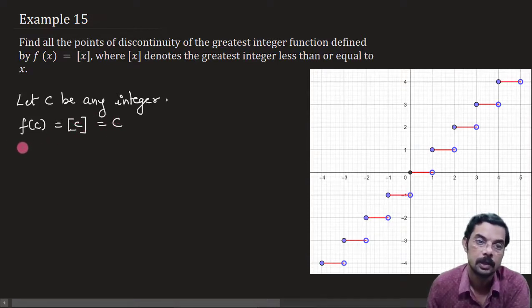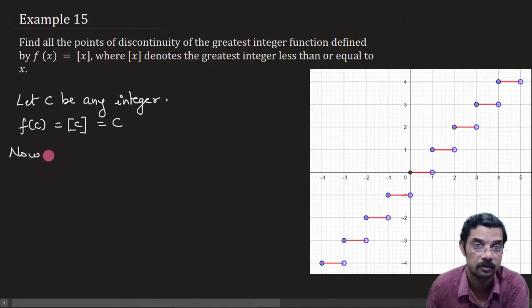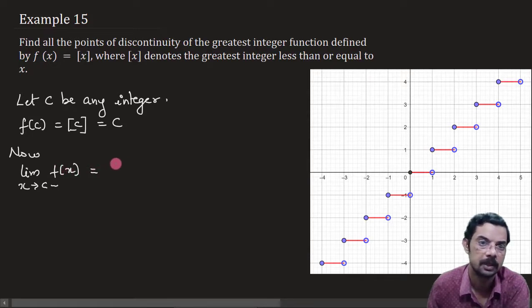Now let us consider the left hand limit at c. So limit x tends to c from the left, what is f of x? That will be equal to c minus 1. Clearly f of x will be the previous integer.